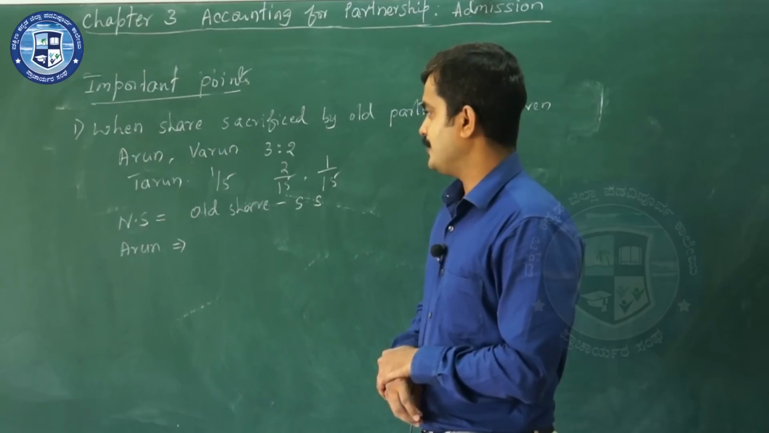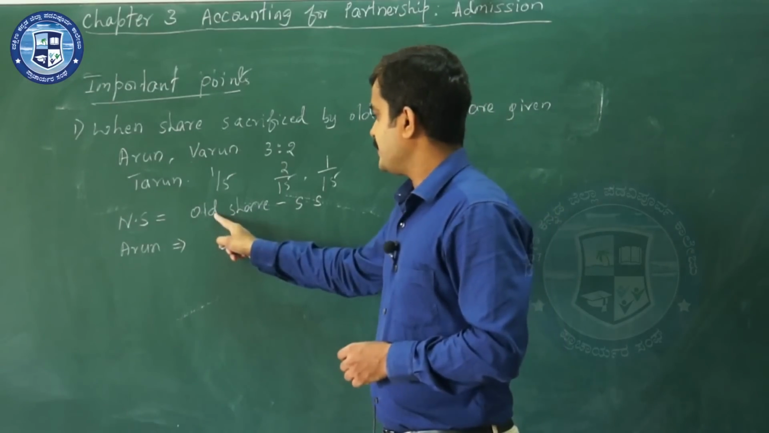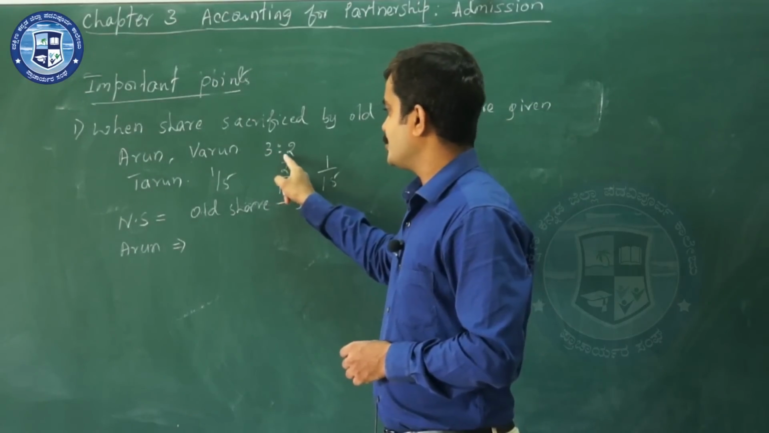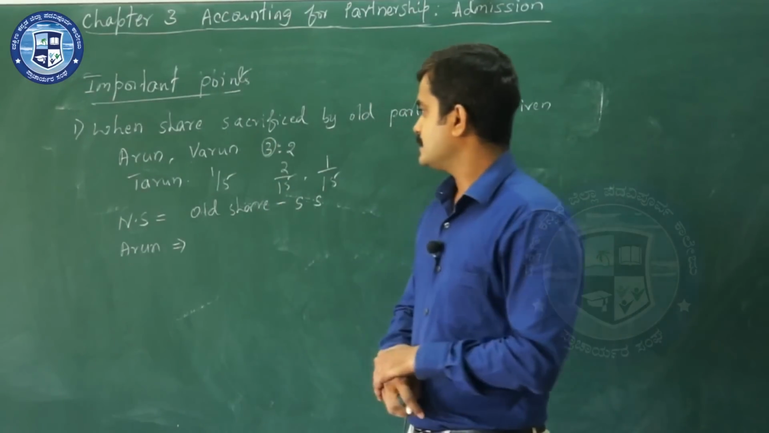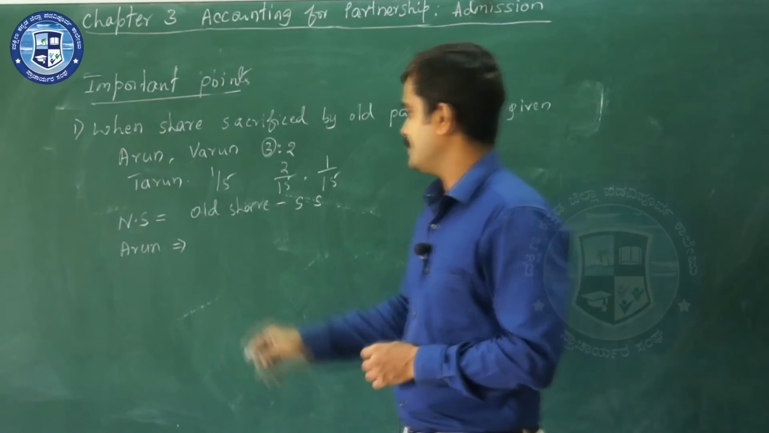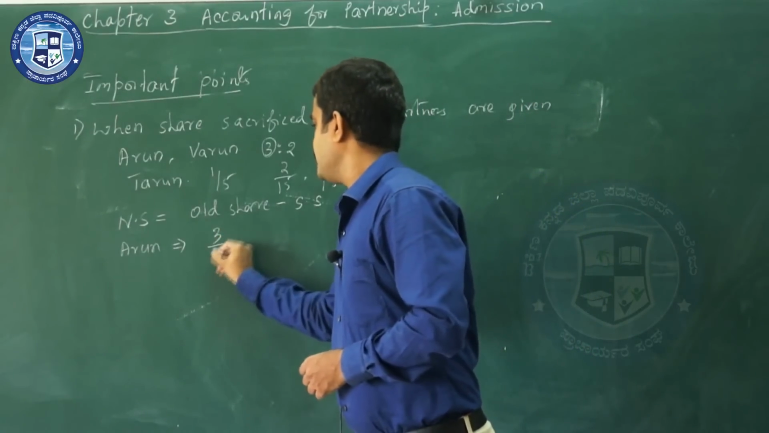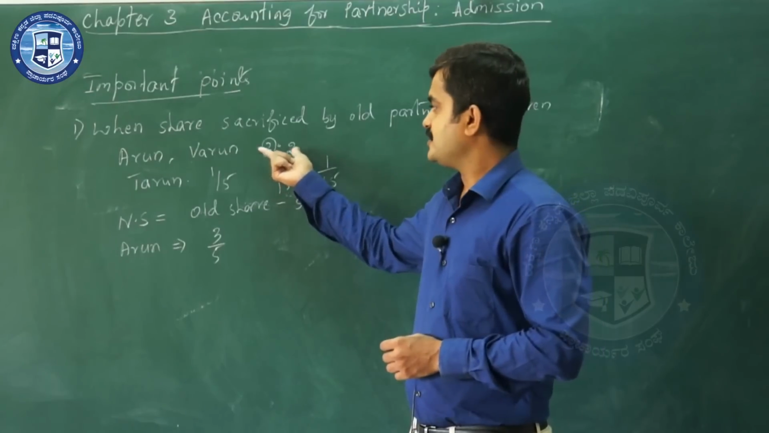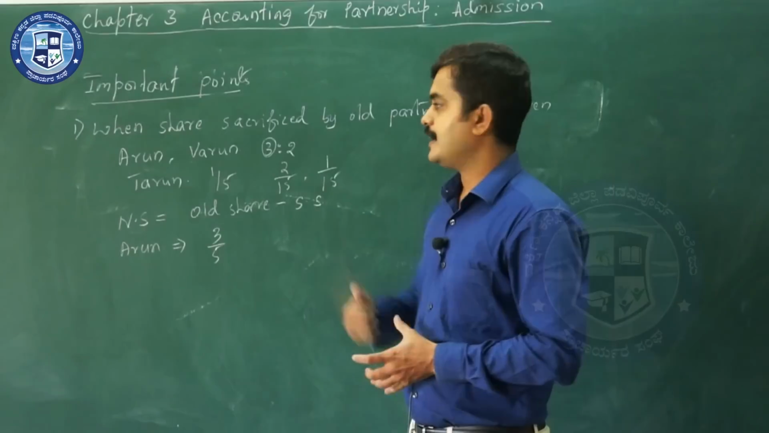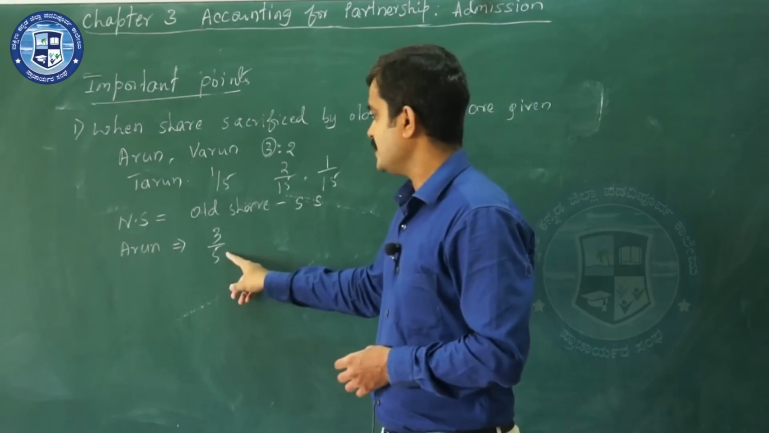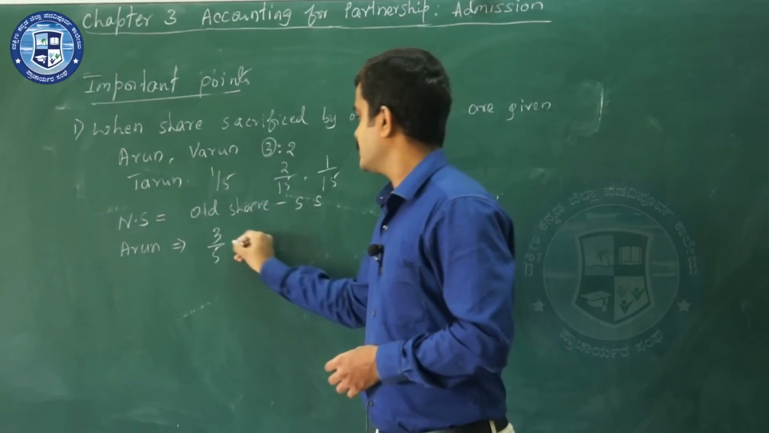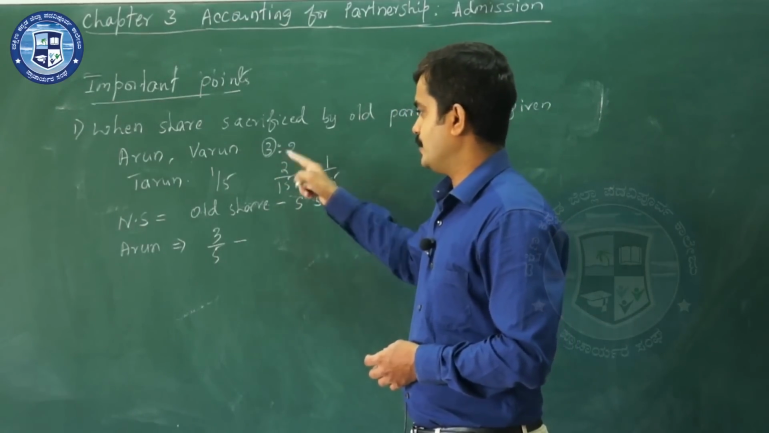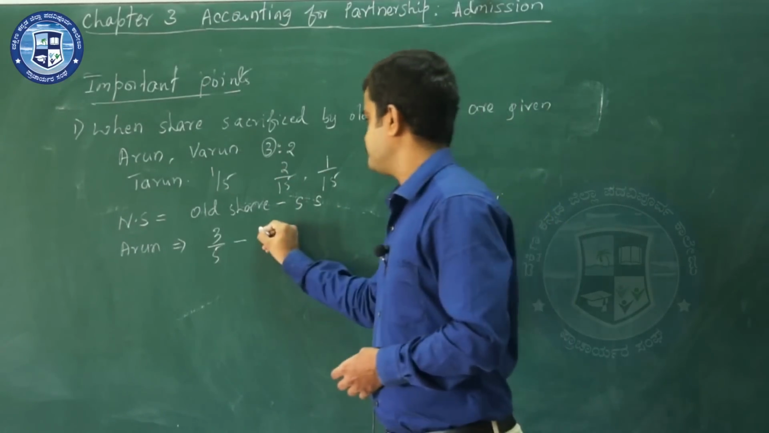So new share of Arun will be, we have to take old share of Arun. Out of 3:2, 3 was shared by Arun. So 3/5. Total 5 portions in which 3 is received by Arun. So 3/5 is the old share of Arun minus share sacrificed by Arun, that is 2/15.